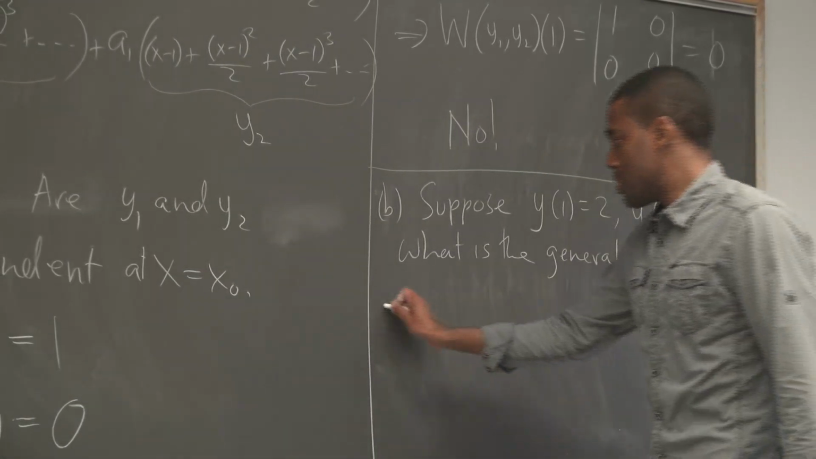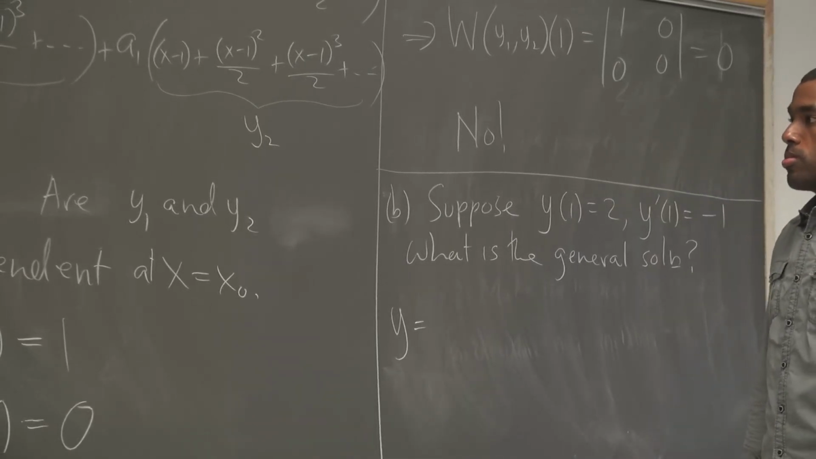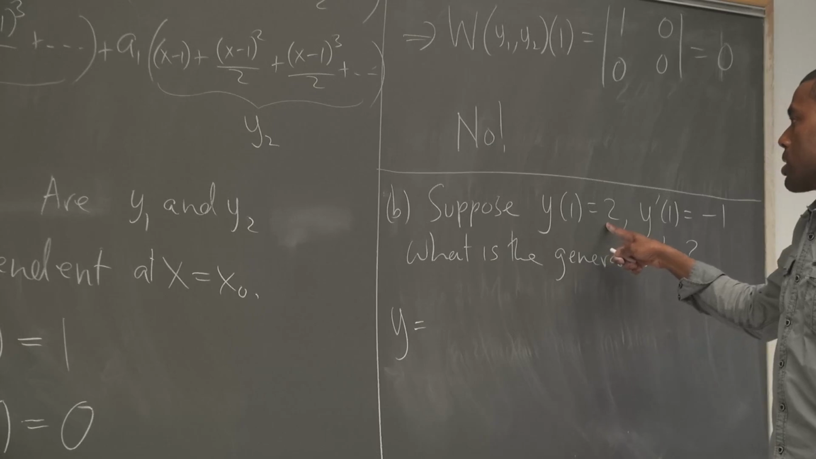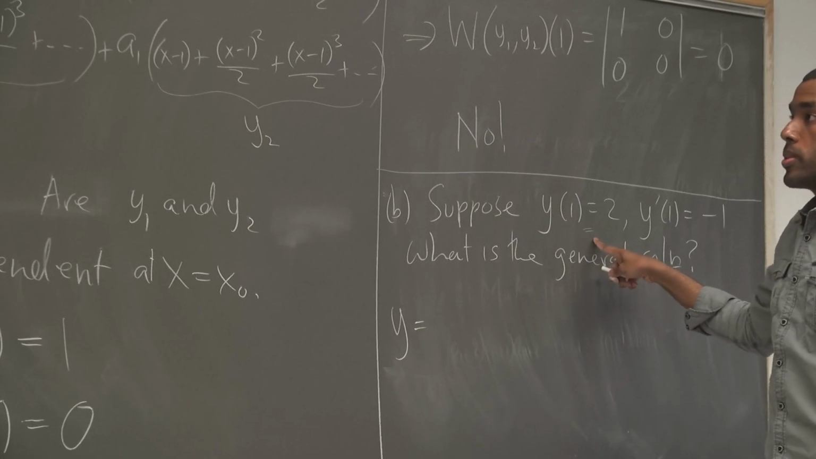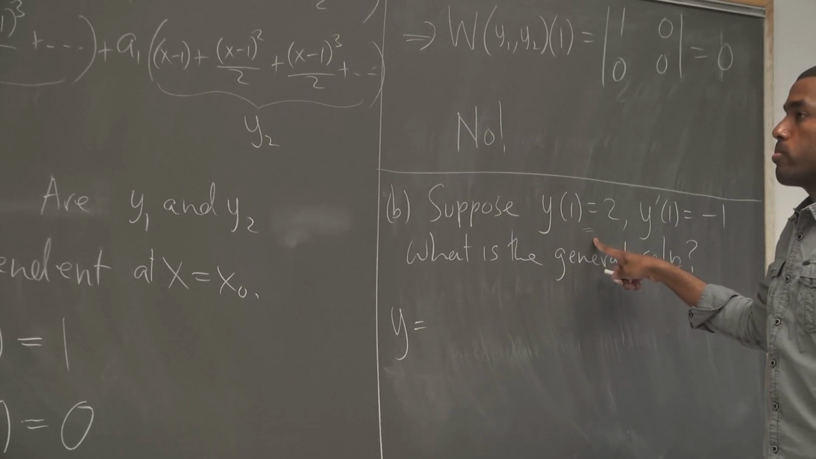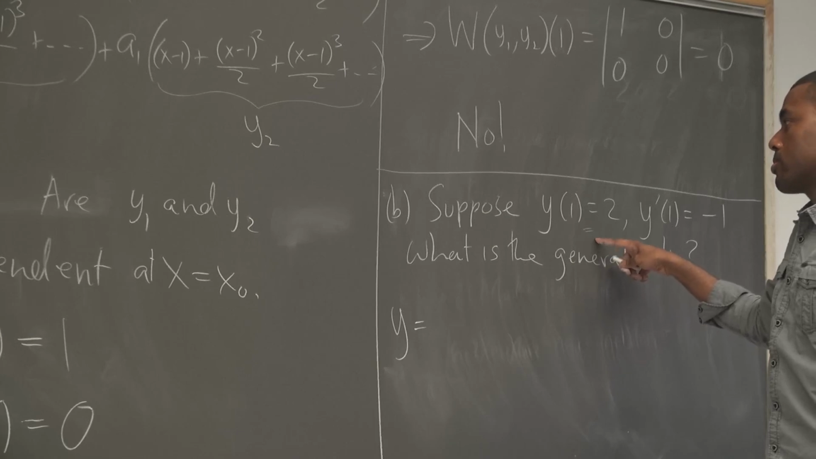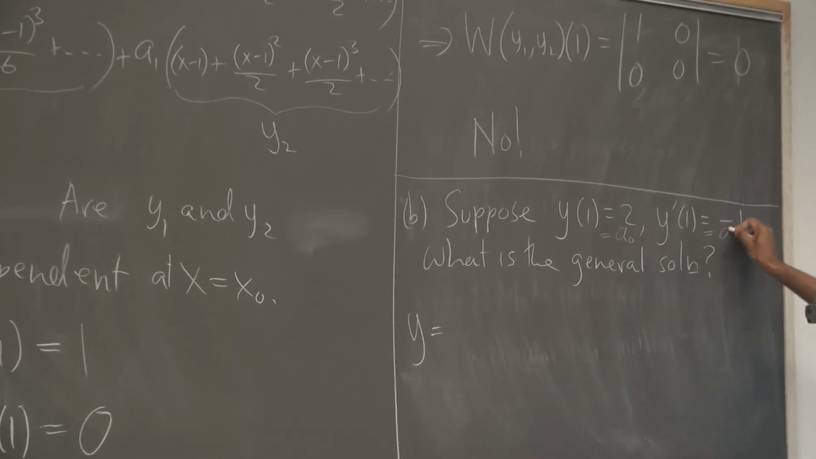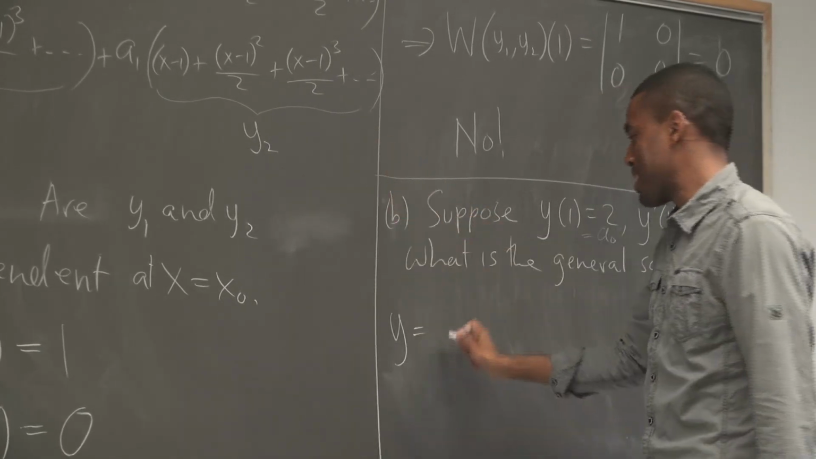What is the general solution? Y equals... what is this guy, the 2, in relationship to what's over there? That's right, it's A0, right? And this guy is A1, which you mentioned last time. You just plug them in.